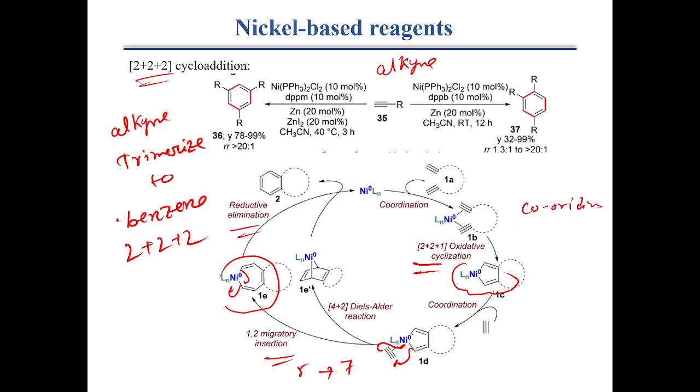So this is the nickel cyclopenta-annulated product. This can also react with a 4 plus 2 type of dienophile.